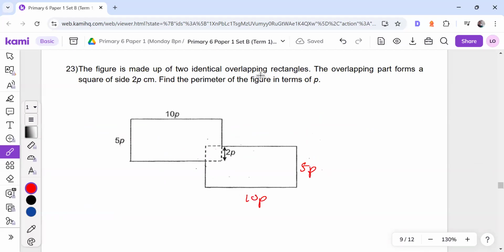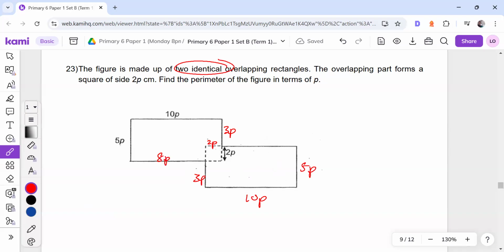The two rectangles are identical. Your lucky day because the two shapes are the same. So all you have to do is just copy lah. 10, 10, 5, 5, right? And then 5 minus 2, this is 3, right? And then 5 minus 2, this is 3, right? Go and put all this down. And this is a square. There's a square box in the middle. So which means that this is 2p. Because why? It's a square box. All sides are equal. Then 10p minus 2p, this will give you 8p.